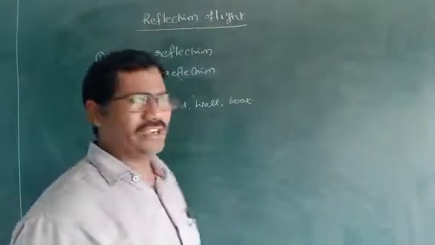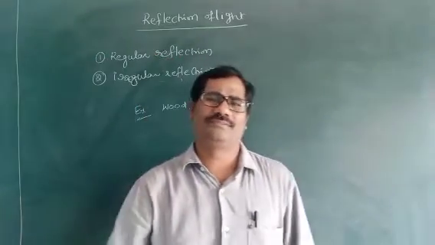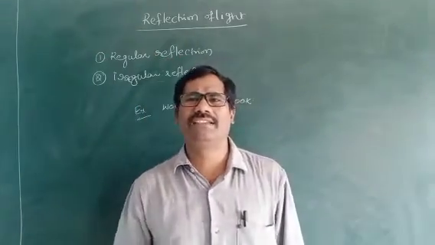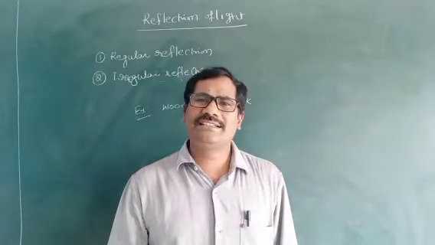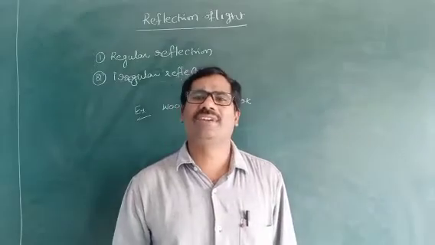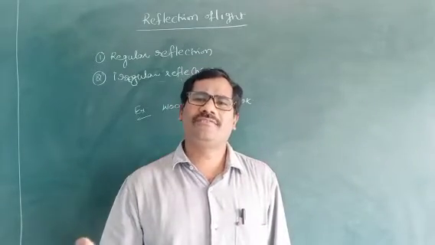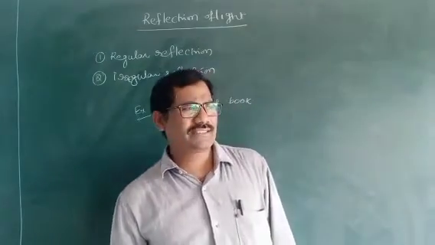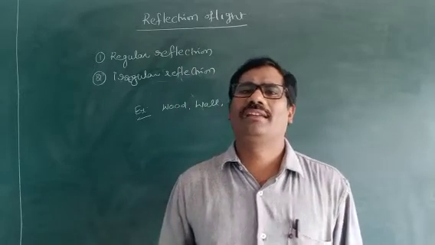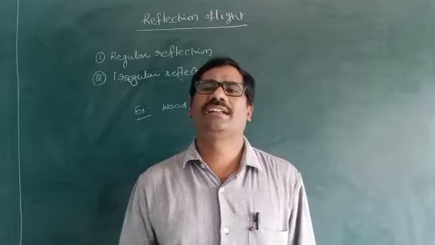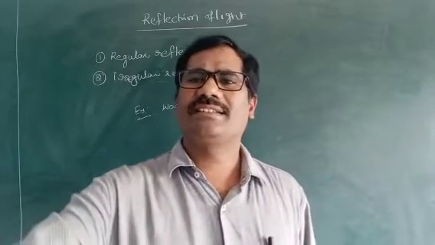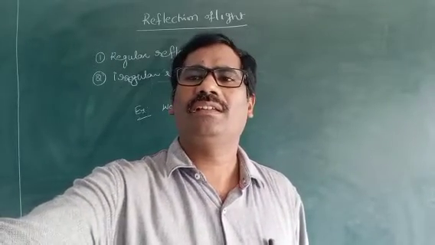Next, what are the basic terms of reflected light? First, the incident ray. Second, the reflected ray. Next, the normal, and then the point of incidence. These will be discussed this time.